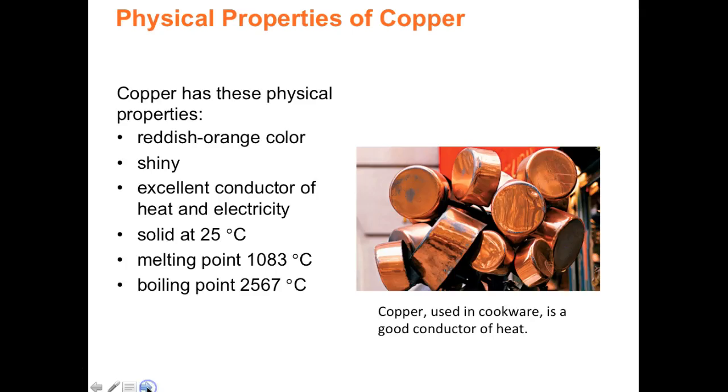So, for example, if you're observing these copper vessels, what you see is that they're reddish orange in color, shiny. They're good conductors of heat and electricity, which is why they're cooking vessels. They're solid at room temperature, and if you try to determine the melting and boiling point, you'd be able to do that, provided, of course, you have a furnace, because as you can see, the melting and boiling points are so high.